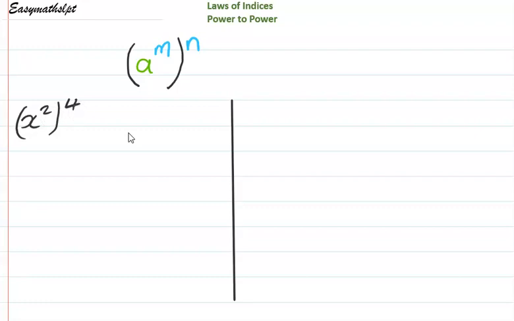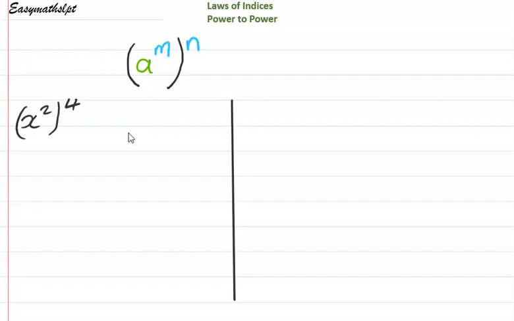First, let's use the multiplication law of indices to prove this, and you can watch my videos on the multiplication law of indices if you need more help with this. So we're asked to simplify x squared to the fourth power. How do we do that? Well, first, I know that my power 4 is telling me that I need to be multiplying x squared by itself 4 times. So let's expand.